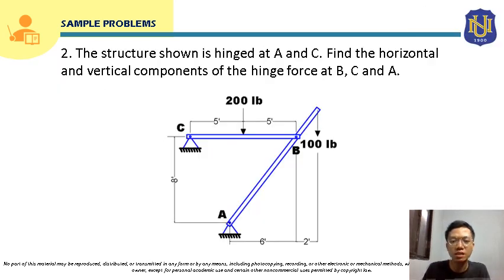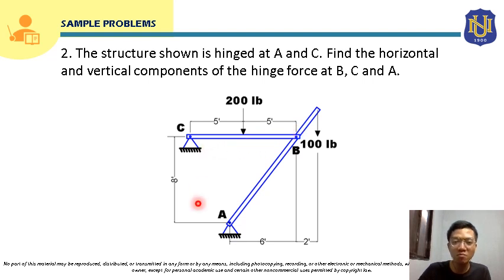Okay, so we will proceed now to sample problem number 2. The structure shown is hinged at A and C. Find the horizontal and vertical components of the hinge force at B, C, and A. Okay, so here, we have a frame. So we know that this is a frame because there is a 200-pound load here applied within the span of this member. So this will be subjected to bending. So this is a frame.